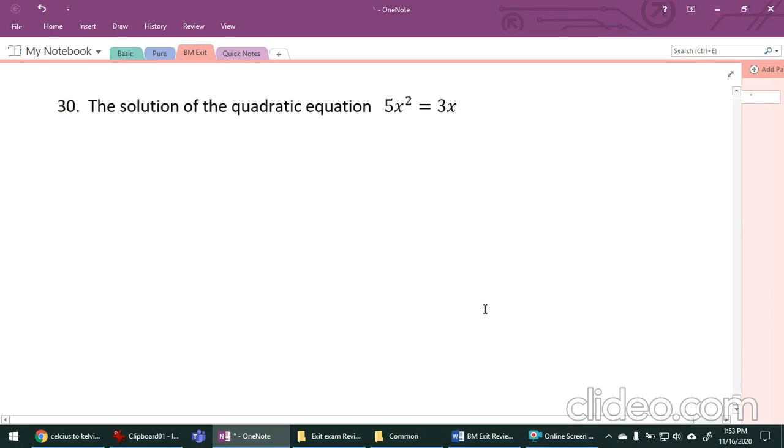Question number 30 is the solution of the quadratic equation. Quadratic means power is 2. See here, power is 2. I want to find the solution. Solution means you have to find the value or values of x. Here this is power 2, which means there will be two values for x.